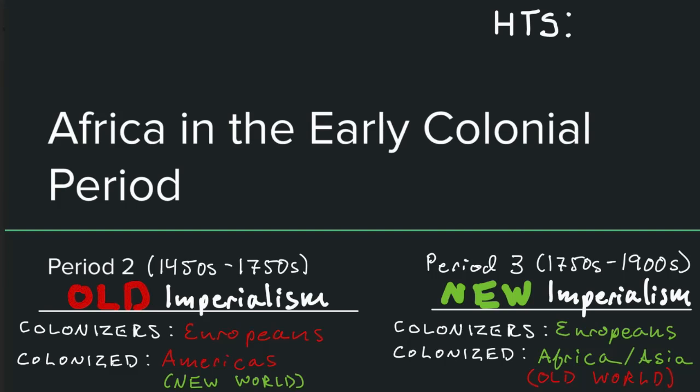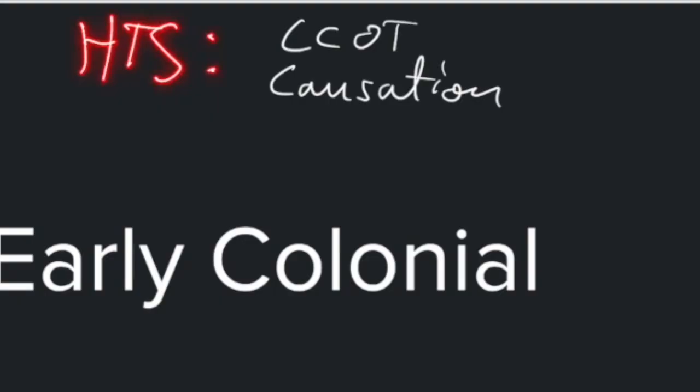So in terms of historical thinking skills, the main ones that we're going to focus on are causation, so cause and effect. What were the causes of Africa's role in old imperialism? What were the effects of Africa's role? And then also continuity and change over time. What continued in Africa and what changed.